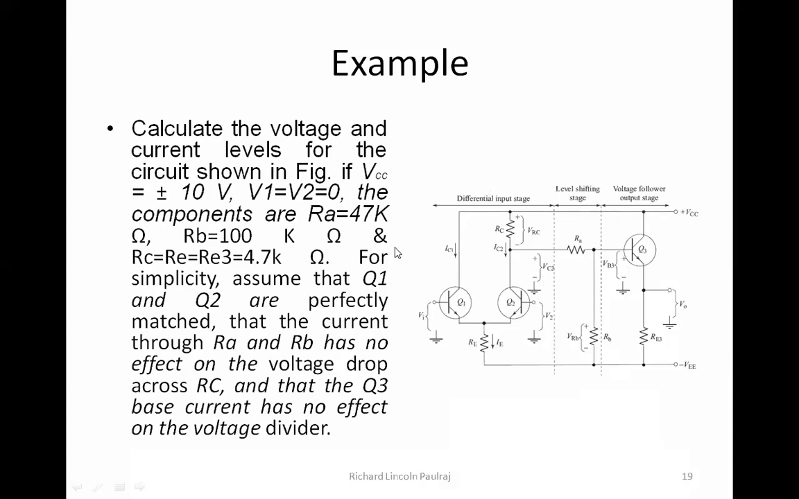So this is nothing but the basic circuit of your op-amp. Remember, I had told you that we have three stages: differential input stage, the level shifting stage, which has the resistors, which act as a voltage divider, right? And then we have the last transistor, Q3, which is the voltage follower output stage, right? So just make note of the values and let me know once you're done.